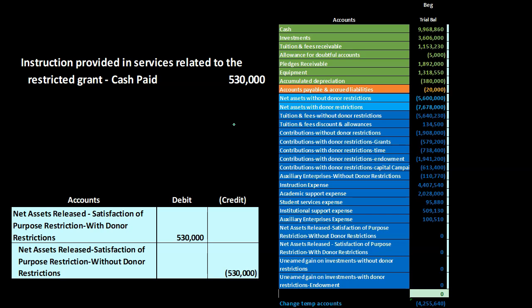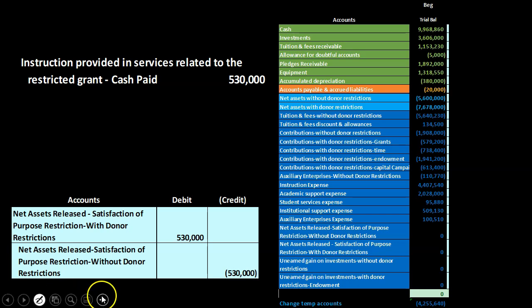In other words, we're going to free up the restricted money, and we want to make sure that we do that whenever possible with another transaction looking like this. Taking a look at these two accounts, they can be better seen over here. Net assets released, satisfaction of purpose restriction with donor restrictions. Net assets released, satisfaction of purpose restriction without donor restrictions.